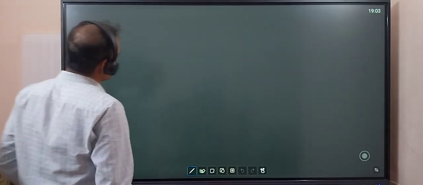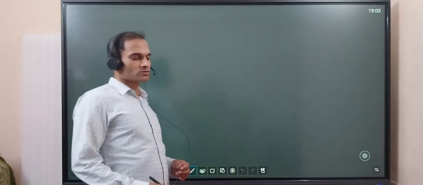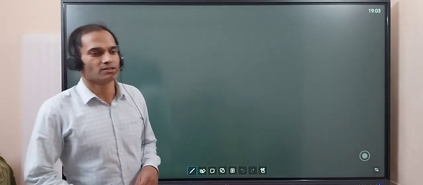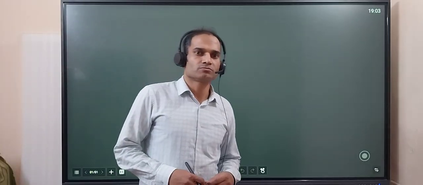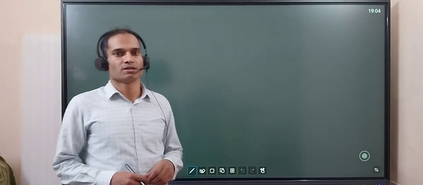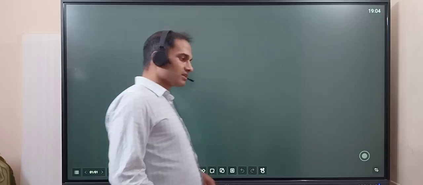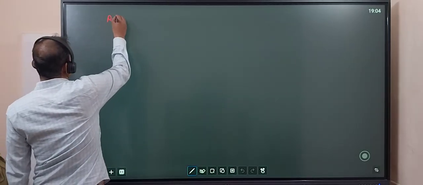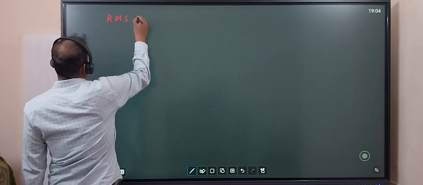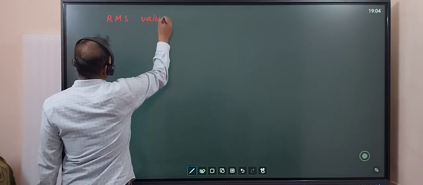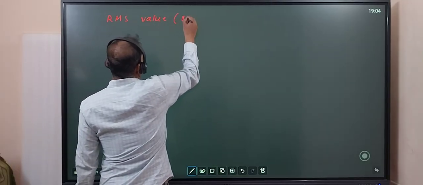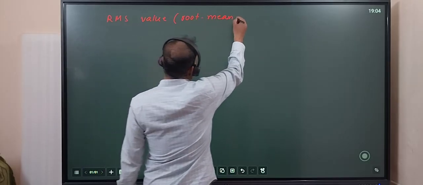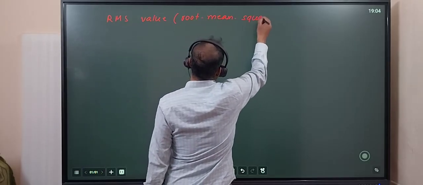Okay, so in the previous video, we talked about phasors and average current. Now we are going to talk about RMS current, RMS values of the phasors. RMS means root mean square.